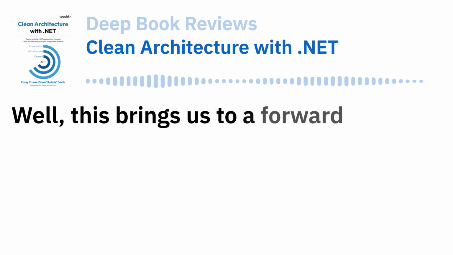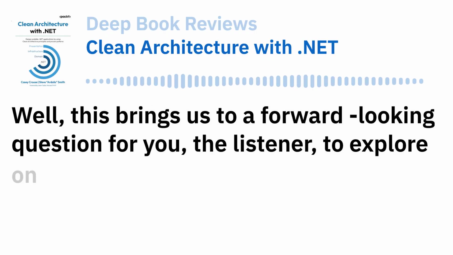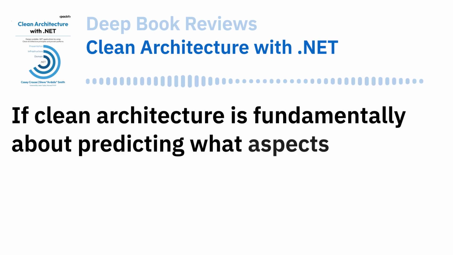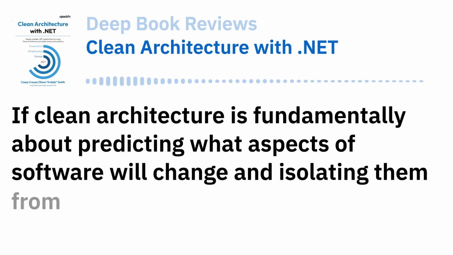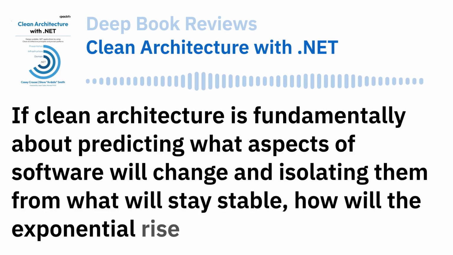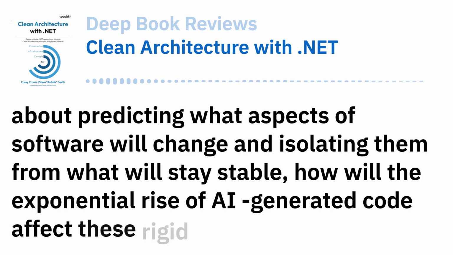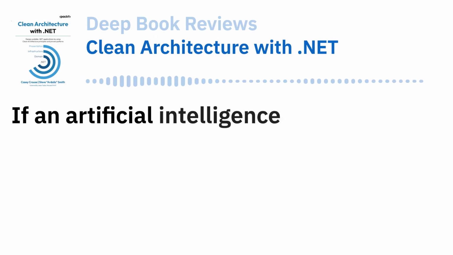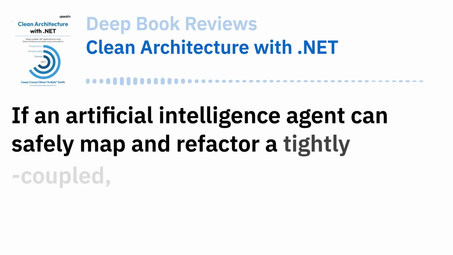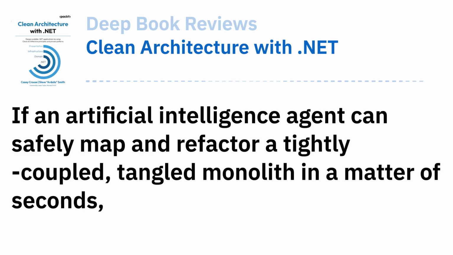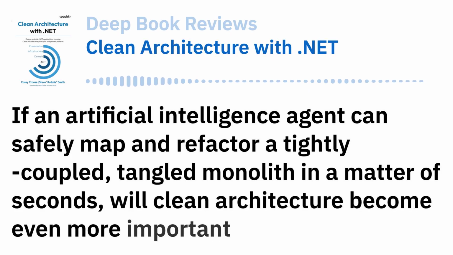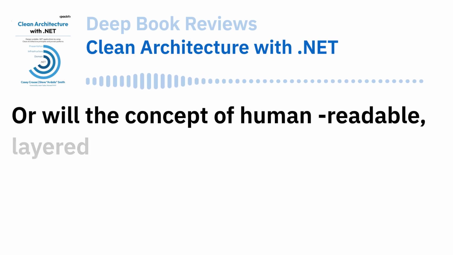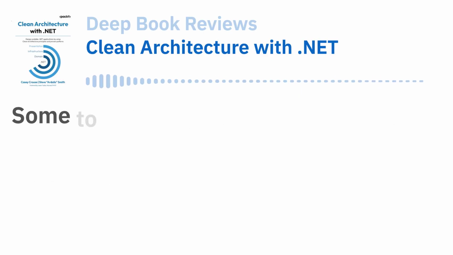Well, this brings us to a forward-looking question for you, the listener, to explore on your own. I'm intrigued. If clean architecture is fundamentally about predicting what aspects of software will change and isolating them from what will stay stable, how will the exponential rise of AI-generated code affect these rigid boundaries? Oh, that is a profound question. Right. If an artificial intelligence agent can safely map and refactor a tightly coupled, tangled monolith in a matter of seconds, will clean architecture become even more important as a structured, predictable framework for AI to follow? Or will the concept of human-readable layered boundaries become entirely obsolete? Something to think about for sure.